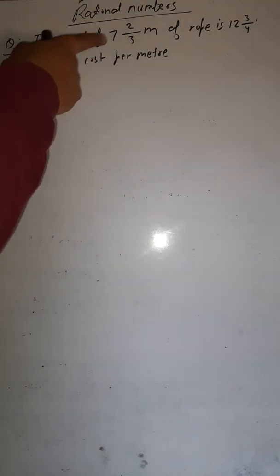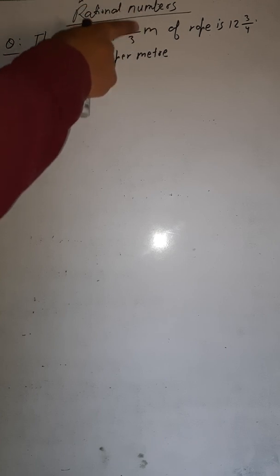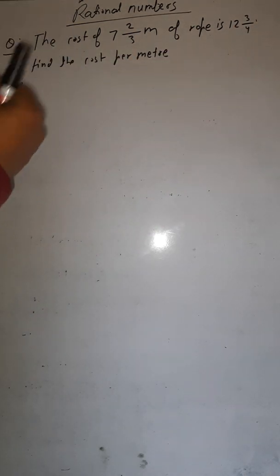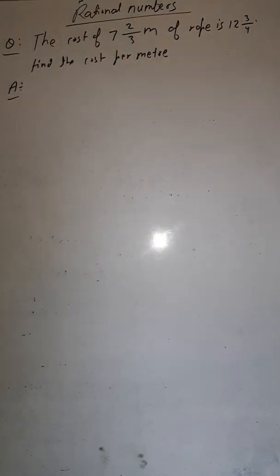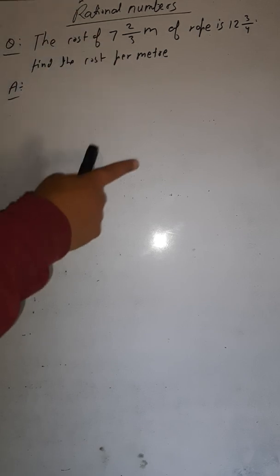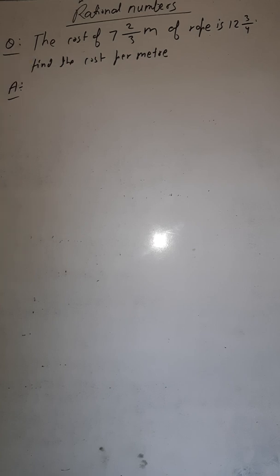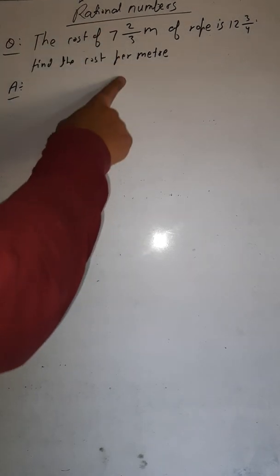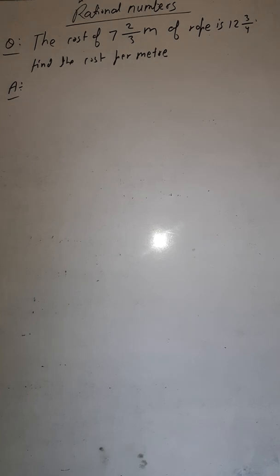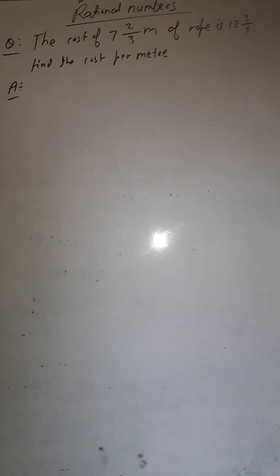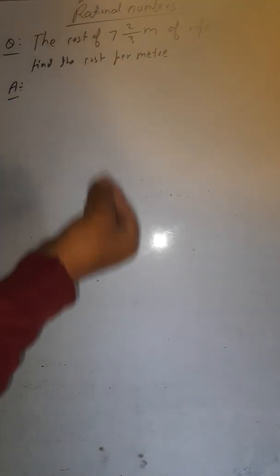So you have a rope, and this is the length of the rope. What is the length of the rope? 7 whole 2 by 3 meter. This is the length of the rope, and the cost of the total rope is 12 whole 3 by 4. This is the cost of the total rope. Now you have to find the cost per meter, meaning 1 meter. What would be the cost of 1 meter of rope? For finding that, you would divide the total cost by the total length. You would get the cost per meter.